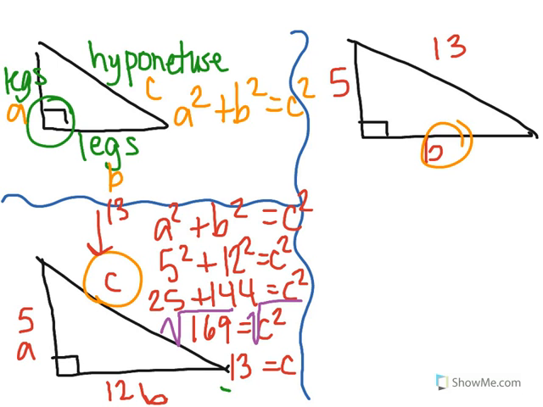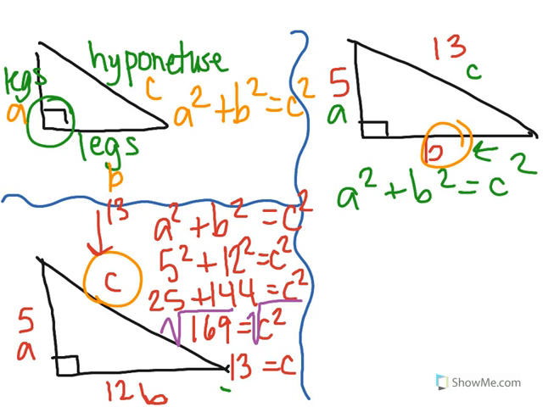Over on the right, we have an example where we know the hypotenuse, but we're looking for one of the legs. So we're going back to our same formula. A squared plus B squared will give us C squared. Looking up at our triangle, 13 is across from the right angle, so that has to be the hypotenuse, or our C. And we're looking for B, so that means this 5 has to be A.